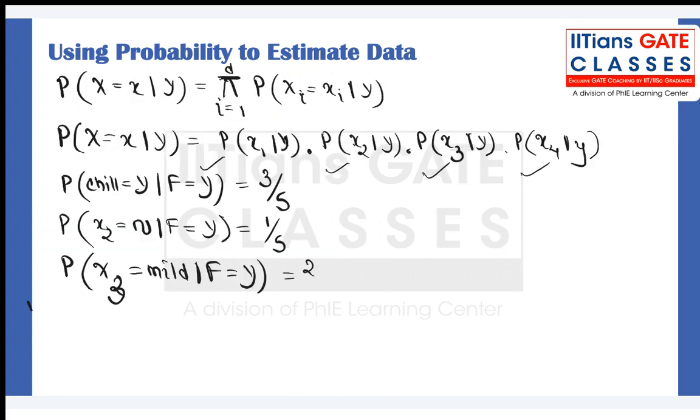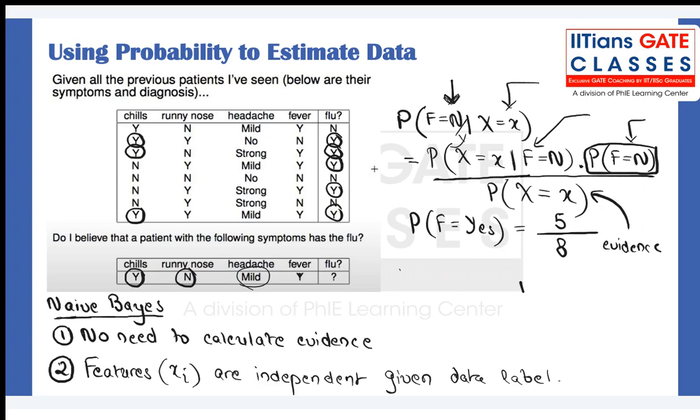What is the probability that x4 is yes, meaning a person has fever, given the flu is yes? What is this? The probability that a person has fever, given he has flu. 2, 3, 4 by 5, I guess. 4 by 5.